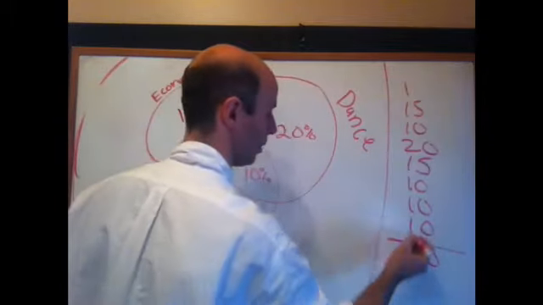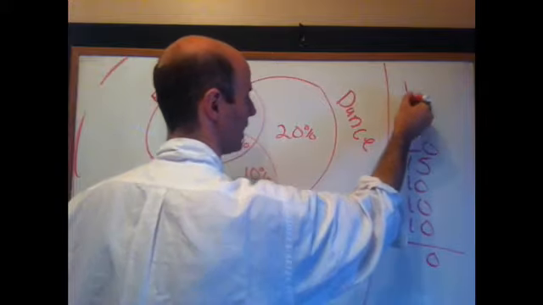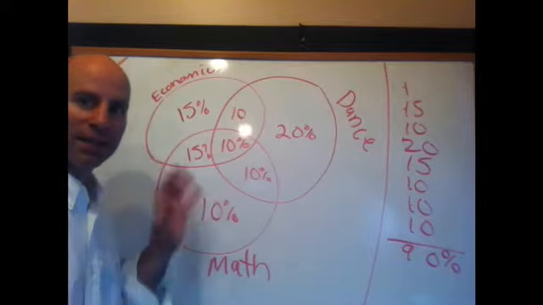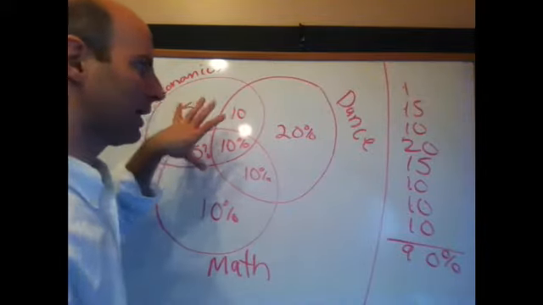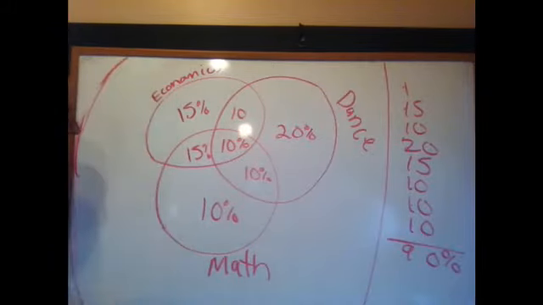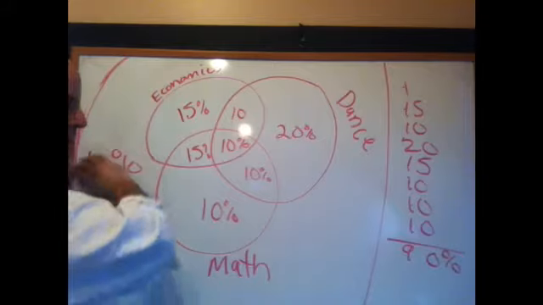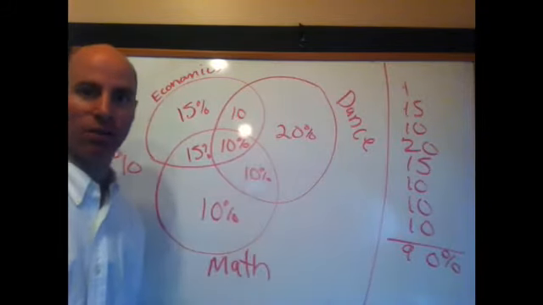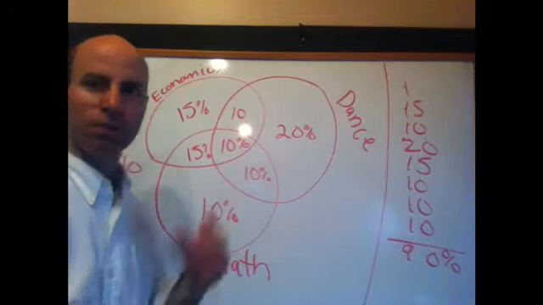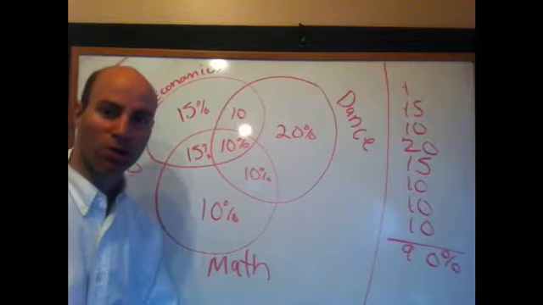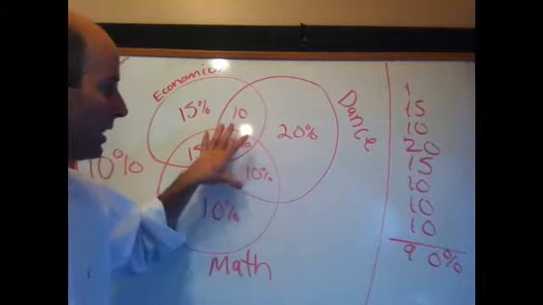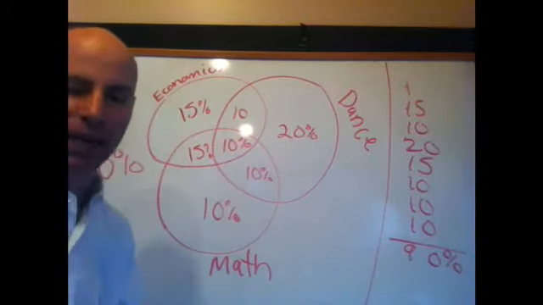We gotta carry the 1 there. 1, 2, 3, 4, 5, 6, 7, 8, 9. You get 90% of the student body that's accounted for. That's very important that you realize that just looking at this accounts for 90%. There's still, outside of this Venn diagram, 10% that were not involved in either economics, dance, or math. These might have been your art majors, or your music students, or your psychology majors. Who knows? It doesn't really matter. The point is that outside of this 90%, 10% were not accounted for.